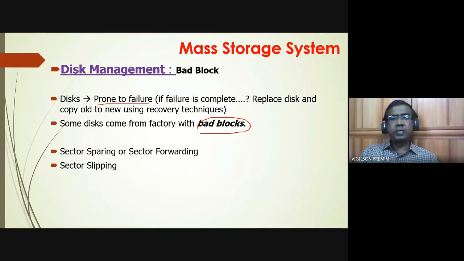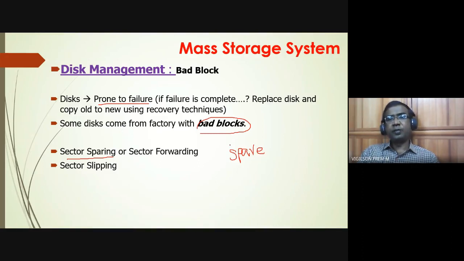How to solve this problem? One solution is sector sparing or sector forwarding. What do you mean by spare? Spare parts, as we usually say. Spare means an extra copy, like the stepney we have in a car. Whenever a fault occurs with one tire, we replace it with the spare tire. It doesn't mean one hard disk for another hard disk, but one block for another block.